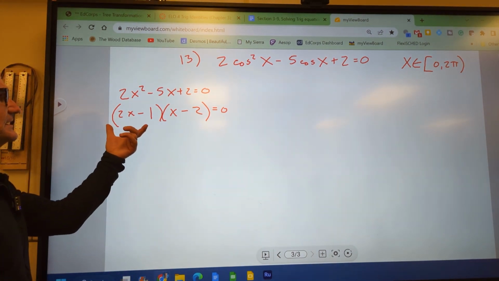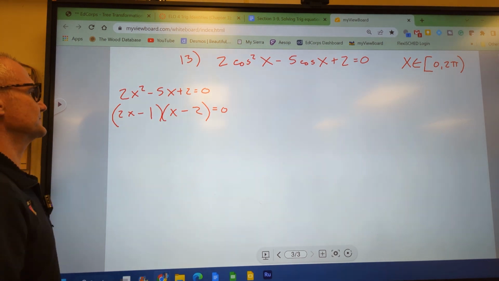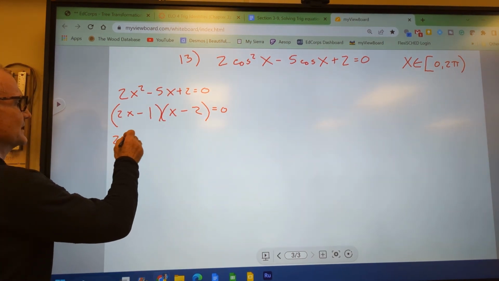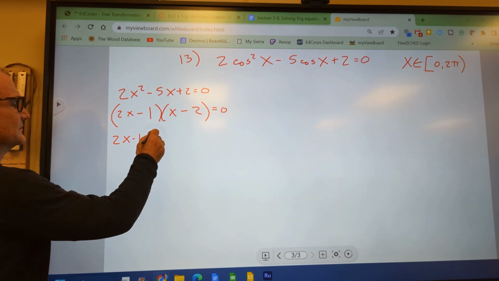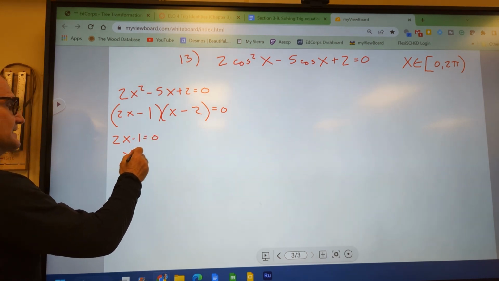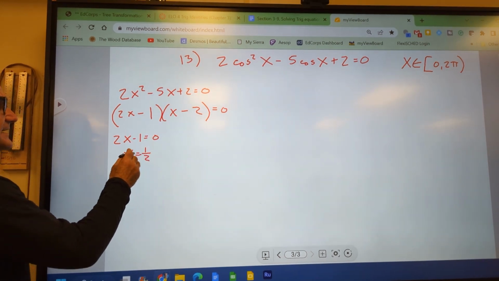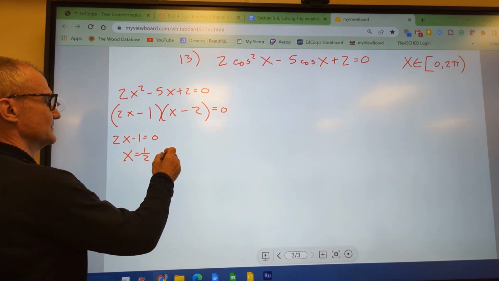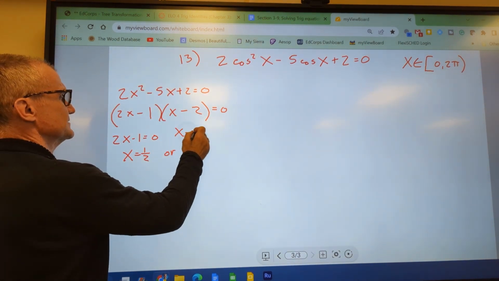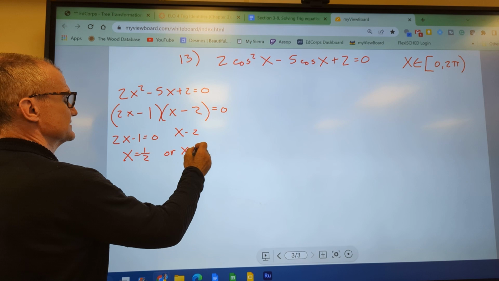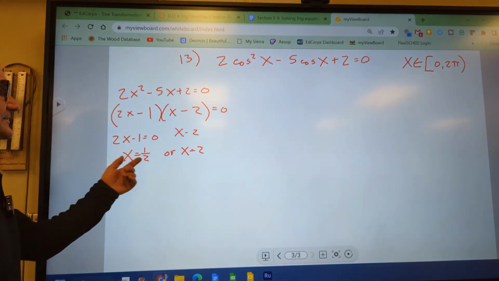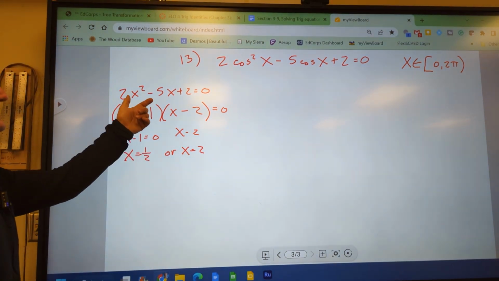Zero sum property, either this equals 0 or this equals 0. So either 2x minus 1 is equal to 0. Add 1 to both sides, divide both sides by 2, and x is either equal to a half, or x minus 2 is equal to 0, x is equal to 2. I could take those solutions, plug them back in, and see if they work.